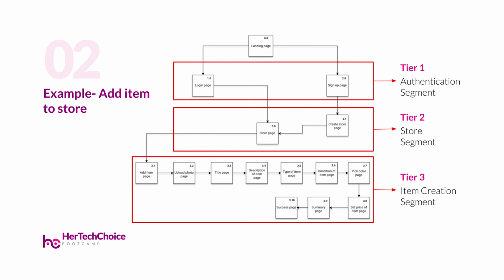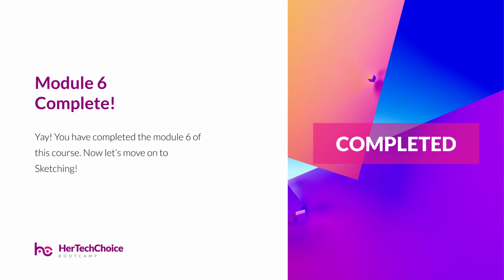Then tier 3 is the item creation, which is the main segment the seller is going to use, where you add the item page, upload a photo, title page, description of the item, type of item, condition of the item, then you pick the color page and success and the summary. Success is the final page. You set the price, then you get a summary page of all the data you have inputted in a success page. So this is how a sitemap looks, and that brings us to the end of module 6.